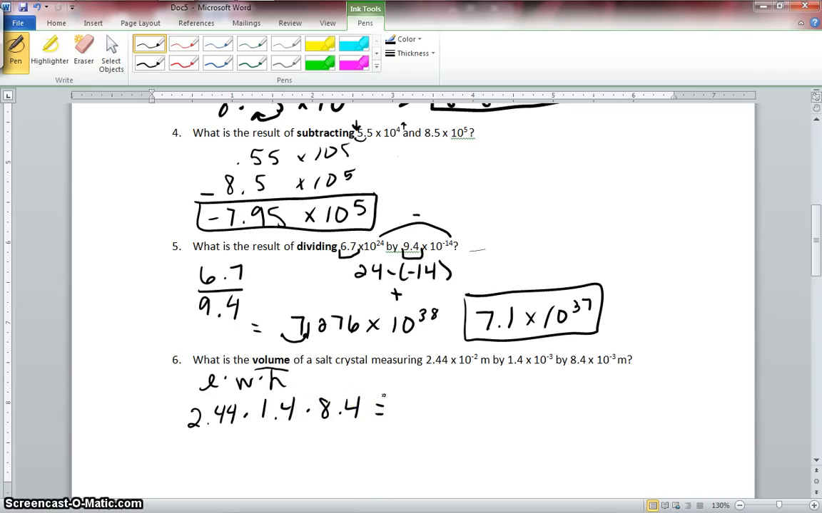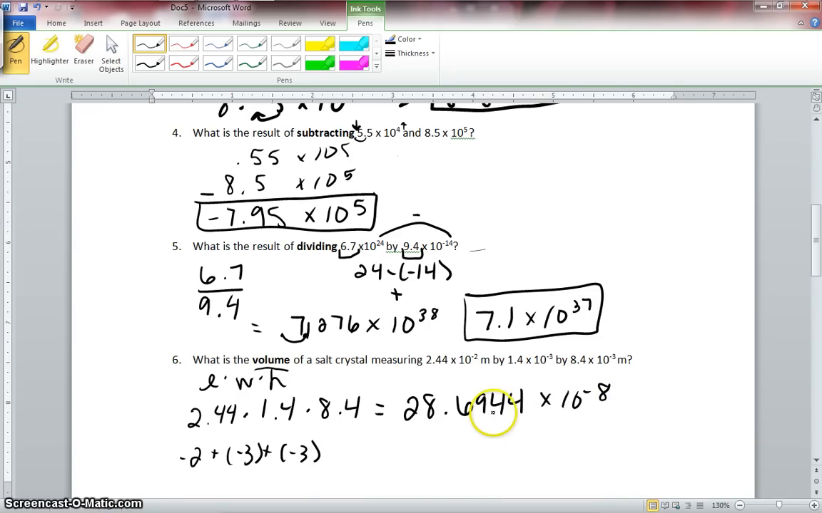So let's plug that into our calculator. 2.44 times 1.4 times 8.4 is going to be equal to 28.6944. Now for our exponents, we're going to have a negative 2 plus a negative 3 plus a negative 3, so it's going to give us times 10 to the negative 8.